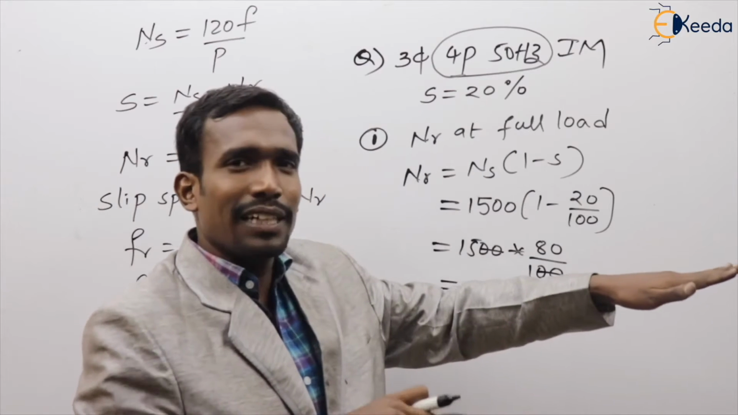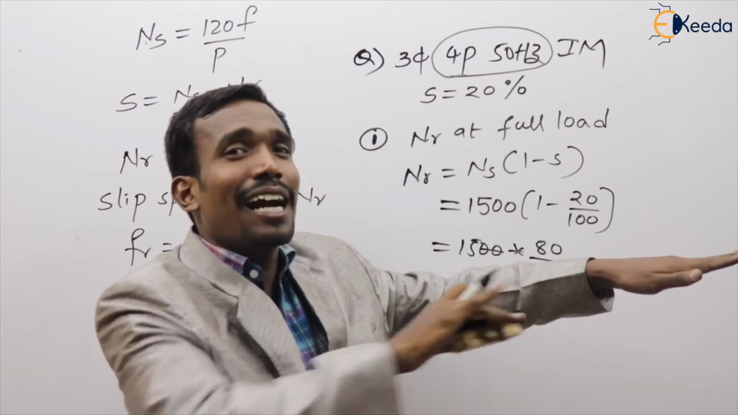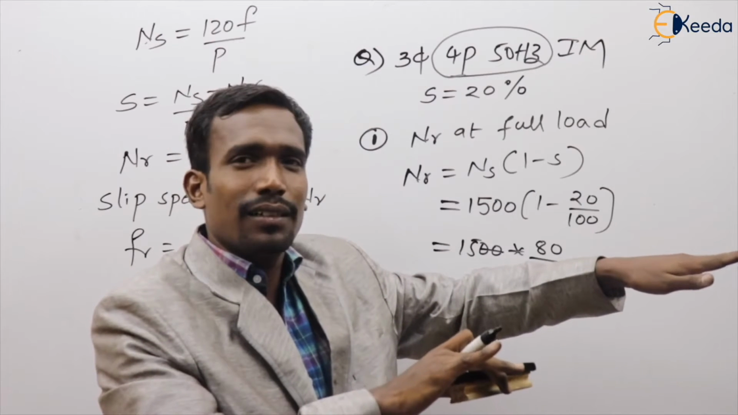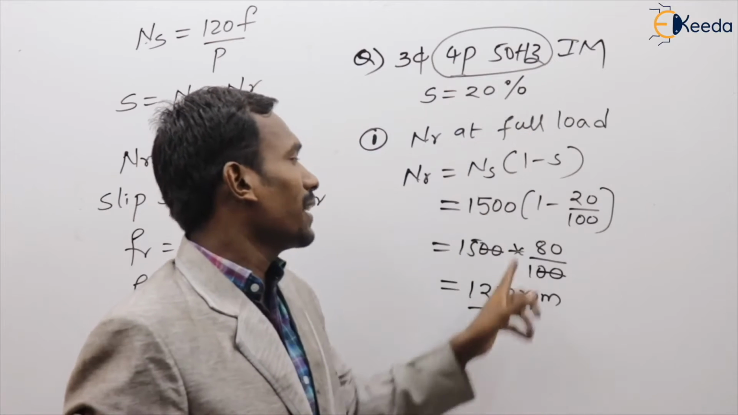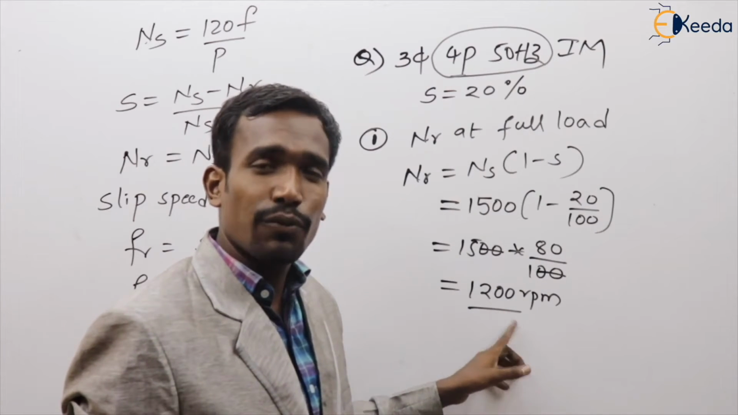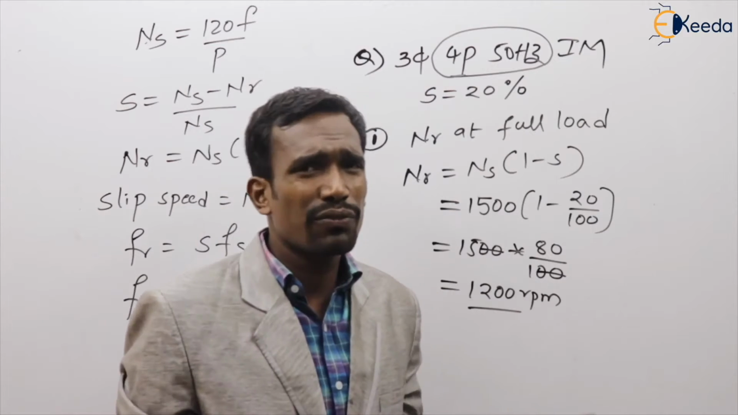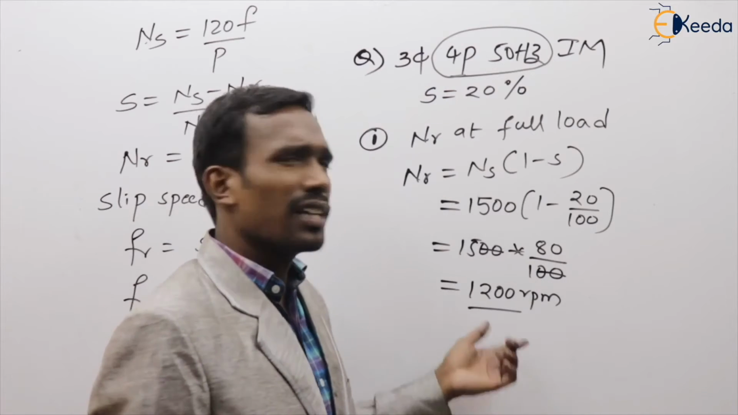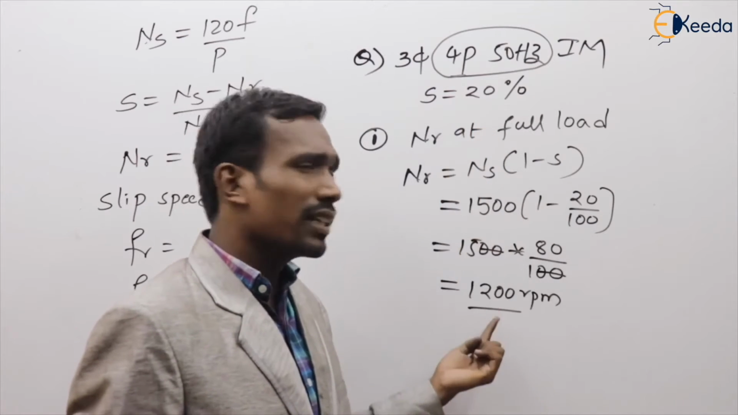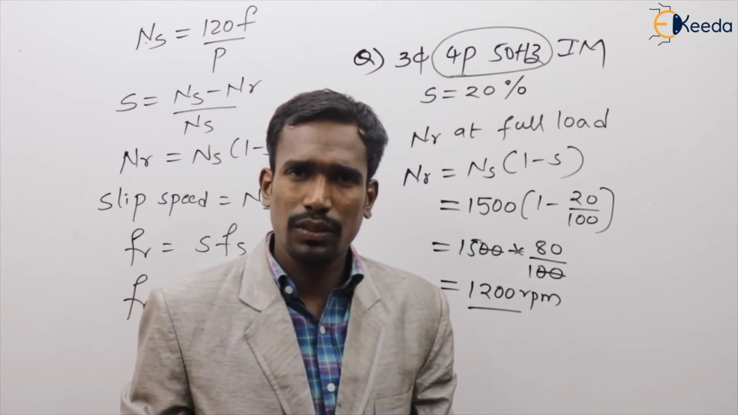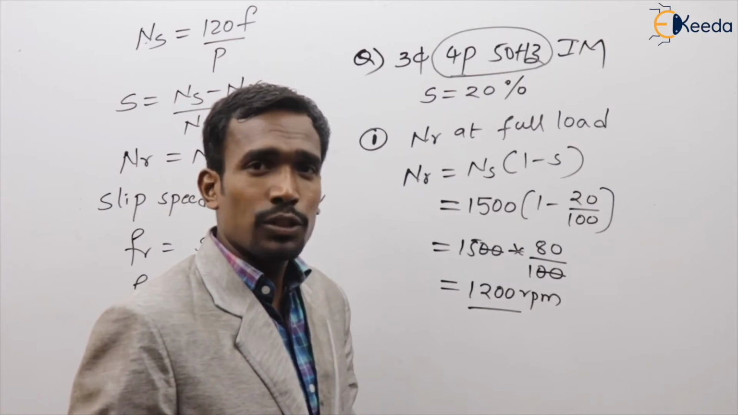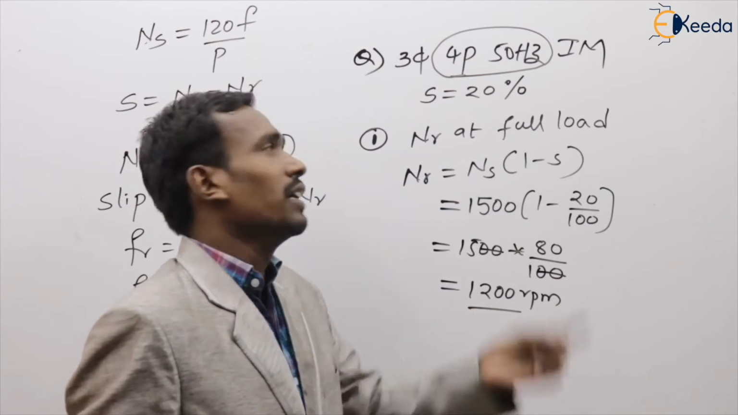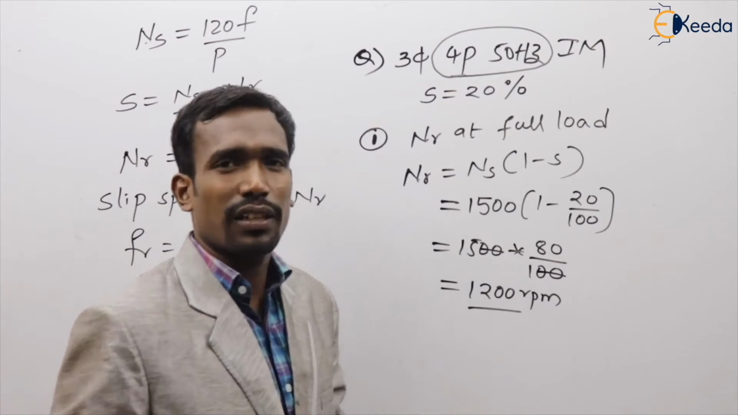My synchronous speed is here, and my rotor speed is 300 RPM slipped. That is 1500 minus 300, which is 1200. Very easy answer. So slip is 20%, which is 300 RPM, and 1500 minus 300 is 1200 RPM.